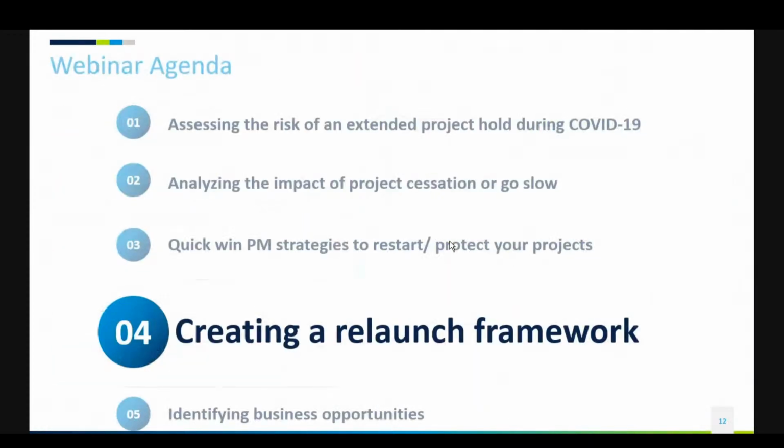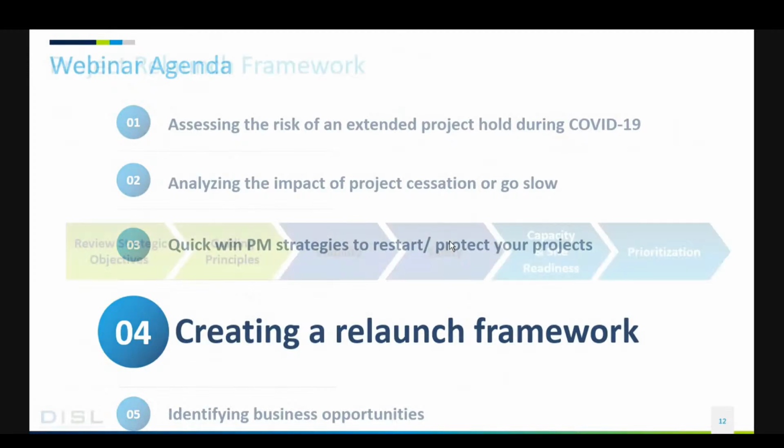So now we've looked at how you can assess some strategies to restart and protect your projects. We're now looking at if you would have come to a complete stop in your project and you're now trying to determine a framework for how you can safely relaunch those projects within the COVID-19 environment.